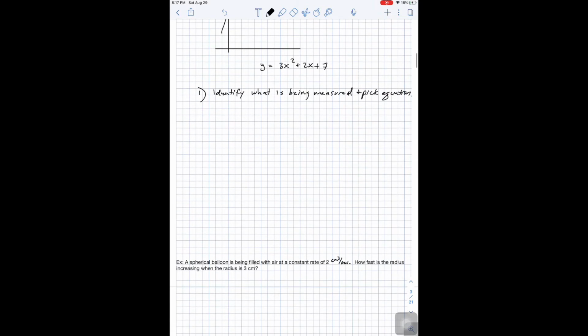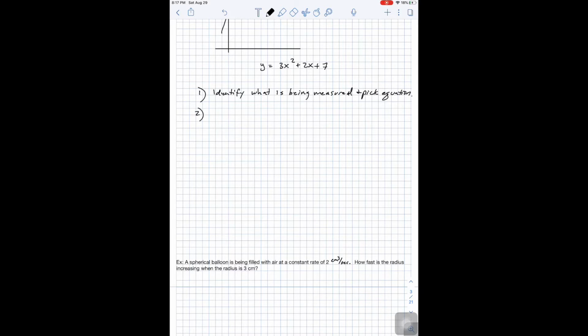For example, this first example that we're going to do is talking about a spherical balloon being filled with air. And so what we're talking about is the volume of a sphere. So that would be your equation. If we're talking about a triangle, maybe it's a trig equation or a Pythagorean theorem. If it's a box, maybe we're talking about surface area.